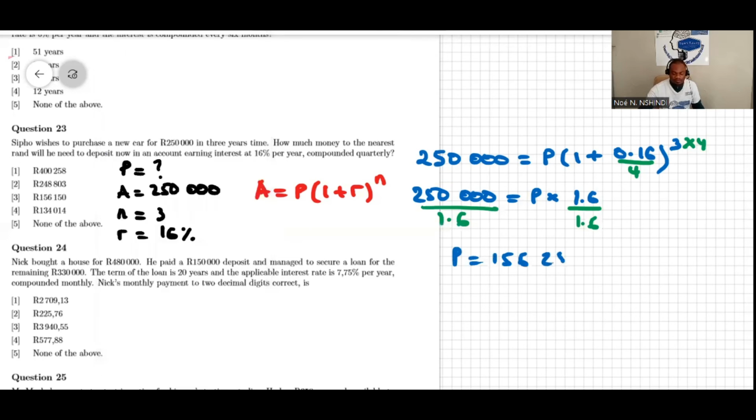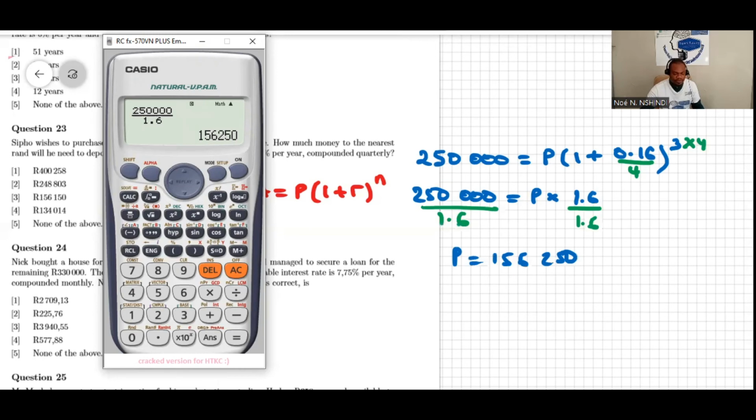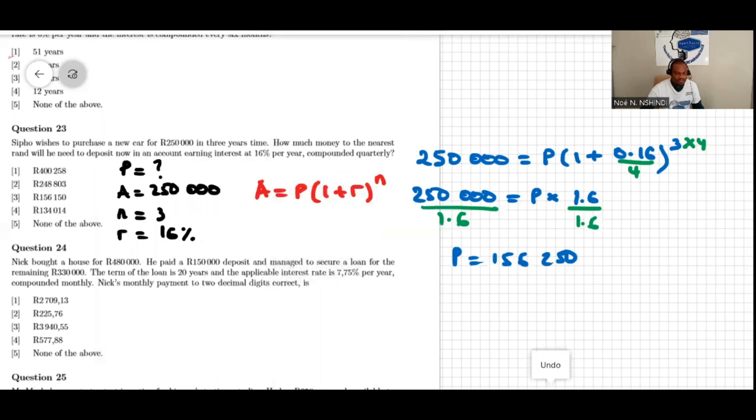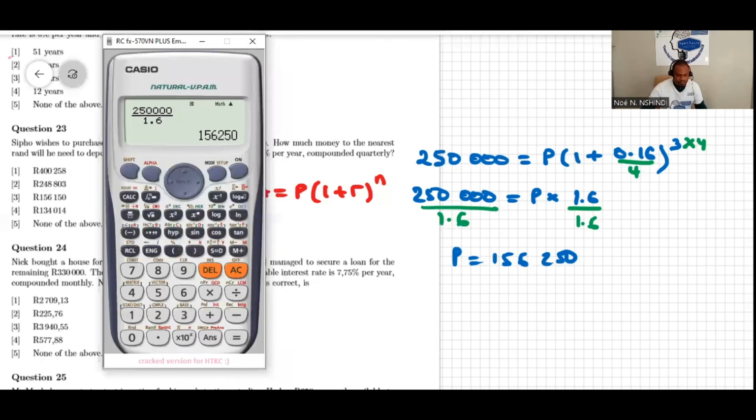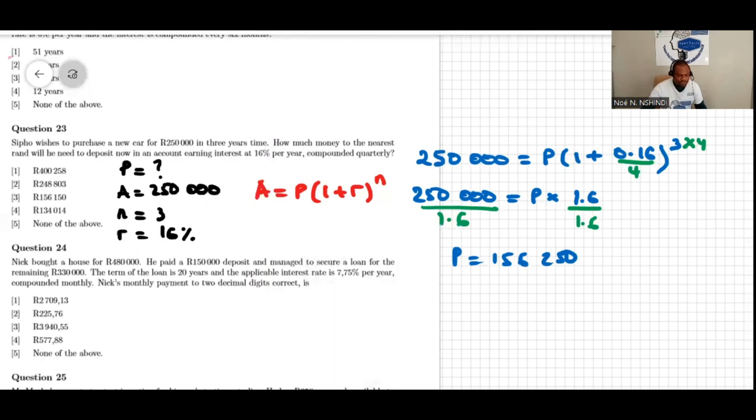250, which is, okay, this is 156,150, I think. Is there anything wrong here in the calculation? Let's just double check before saying it's none of the above.